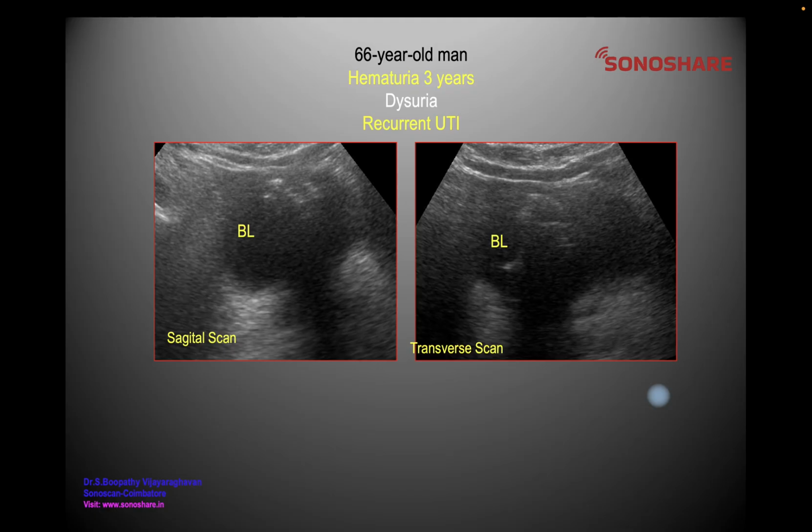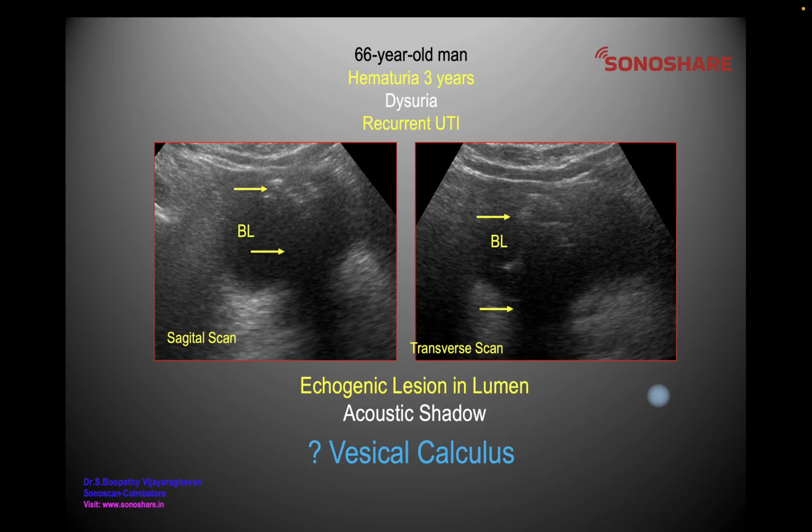This is the sagittal and transverse scan of the suprapubic region showing the bladder, marked there, and you see an echogenic lesion in the lumen of the urinary bladder with acoustic shadow. So, is it a vesical calculus?